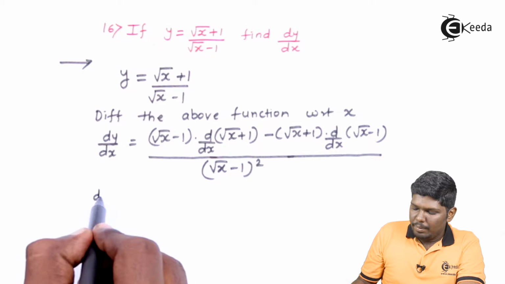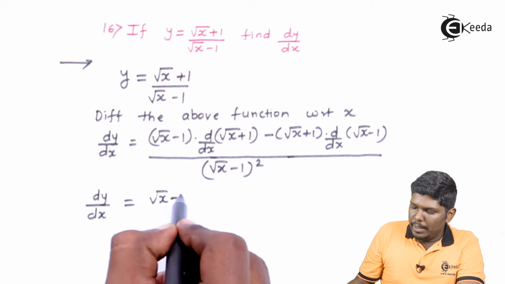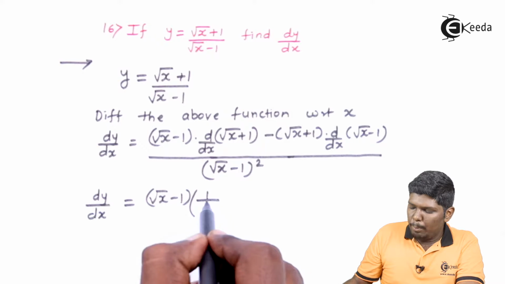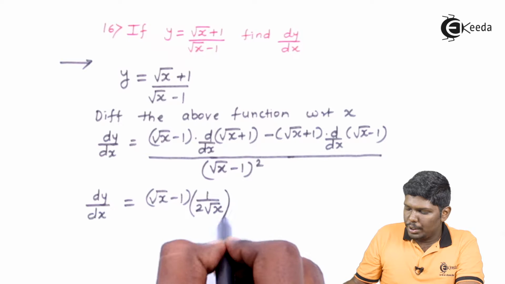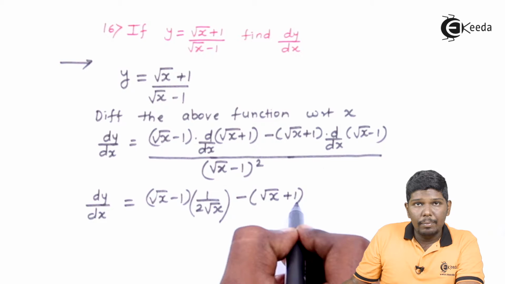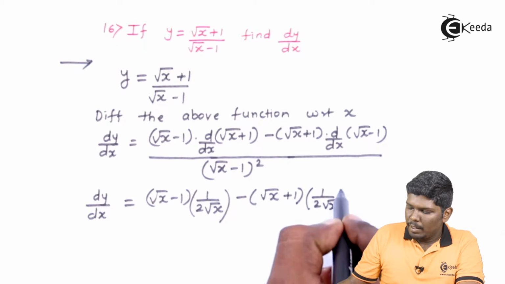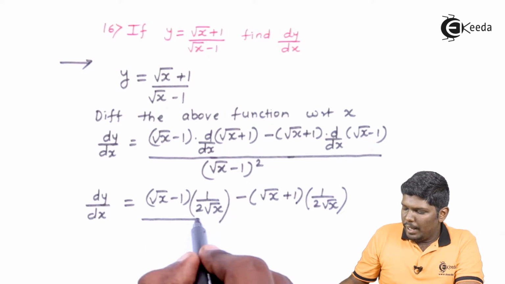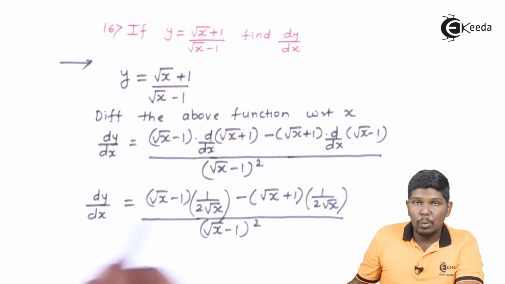Next step, dy by dx is equal to root x minus 1. Here derivative of root x will give you 1 upon 2 root x, plus 1, derivative will be 0 since it is a constant, minus root x plus 1, derivative of root x will give you 1 upon 2 root x, again derivative of constant will be 0, divided by root x minus 1 the whole square.